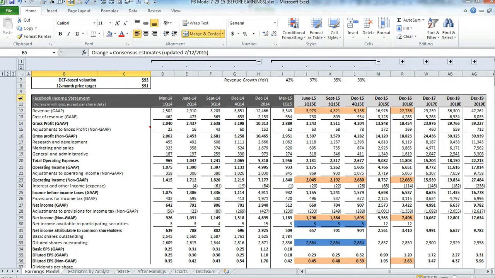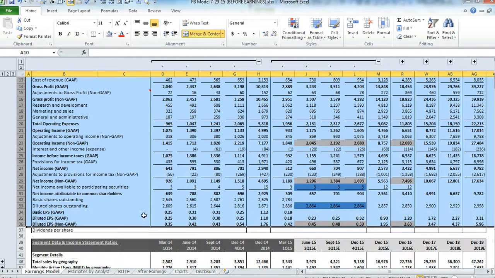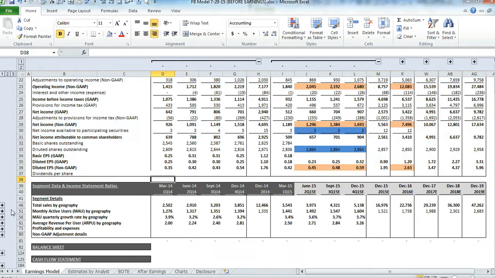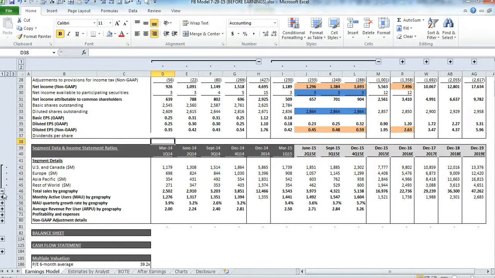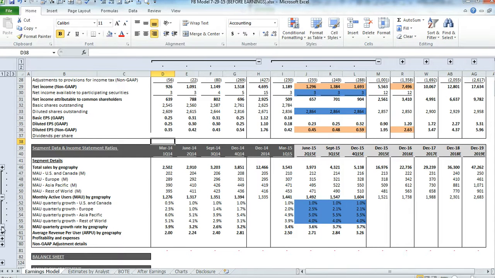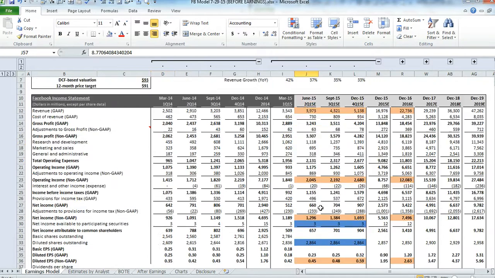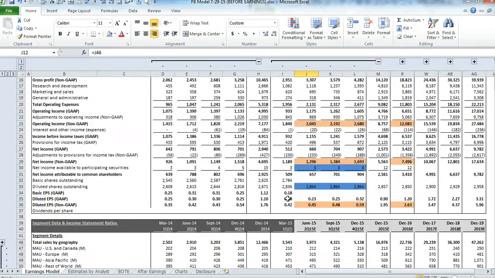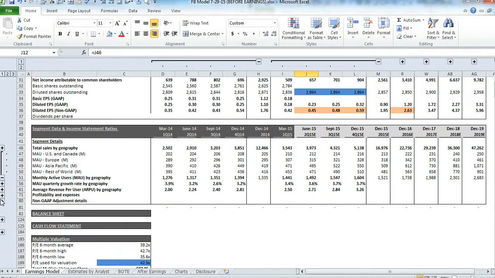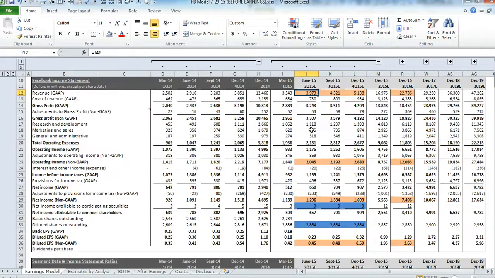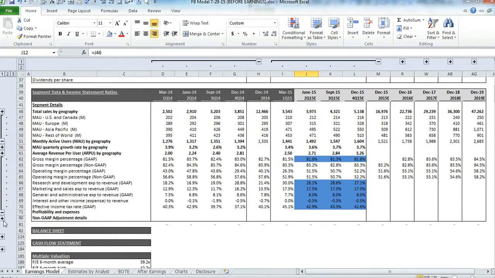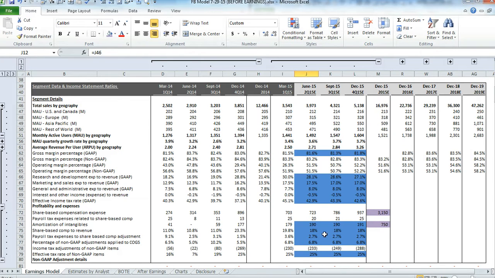It's set up to have the GAAP and non-GAAP income statement at the top, and that is driven by the segment results. So you can see we have sales broken down by geography, monthly active user data, monthly active user growth rates, and average revenue per user. What the model does is it takes the average monthly active users and the average revenue per user to drive the revenue details up above. And then there's some profitability ratios, which drive pretty much the rest of the income statement, and the non-GAAP adjustment details down below there.